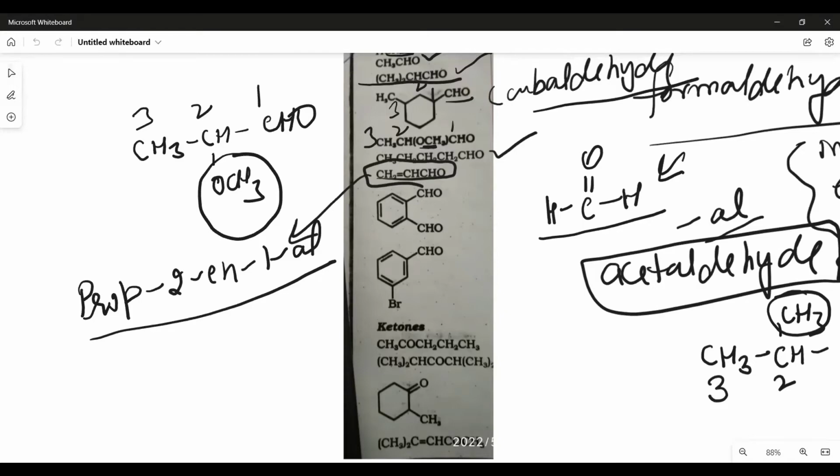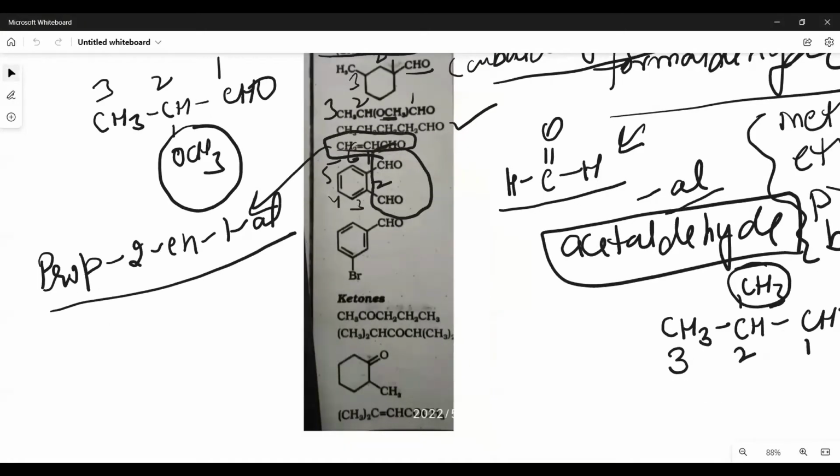Now here in the next one you will see there are 2 CHO groups present. So it is 1, 2, 3, 4, 5 and 6. At the first and second positions, so it will become benzene-1,2-dial. This is benzene, and it will be benzene-1,2-dial. That indicates that at the first and second positions a CHO group is present.